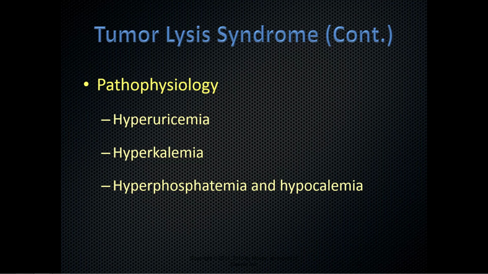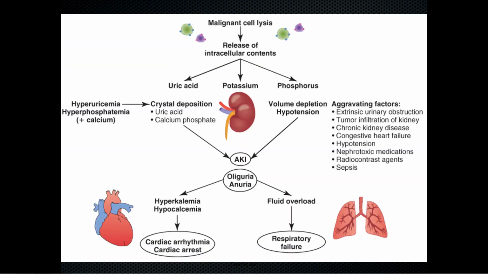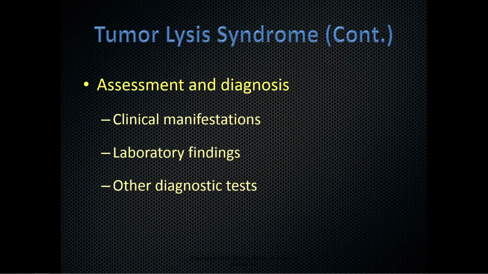Hyperphosphatemia and hypocalcemia usually occur between 24 and 48 hours after the initiation of therapy, and hypocalcemia causes tetany and cardiac dysrhythmias, which can also result in cardiac arrest and death. This diagram demonstrates what I just taught you, and we have the malignant cell lysis, which results in the release of uric acid, potassium, and phosphorus, which ultimately leads to cardiac arrhythmia, cardiac arrest, and respiratory failure.